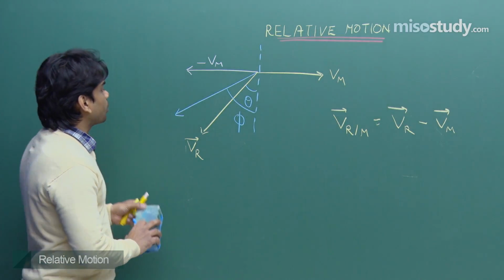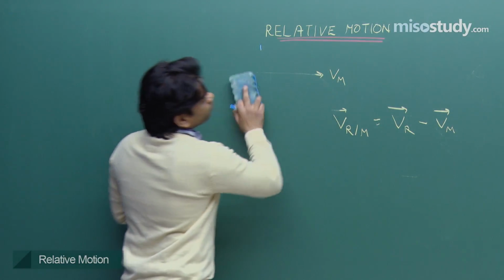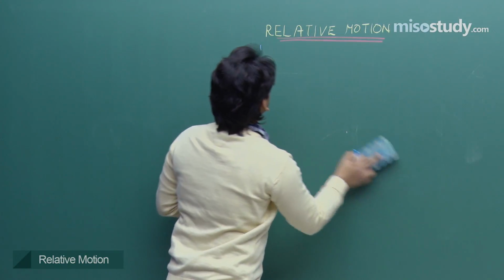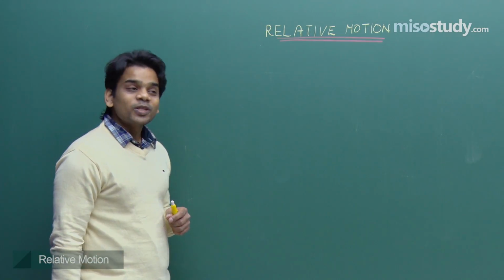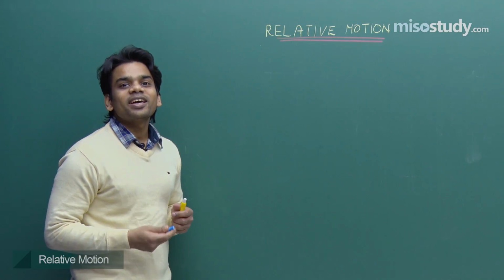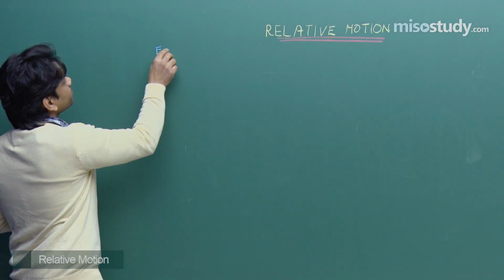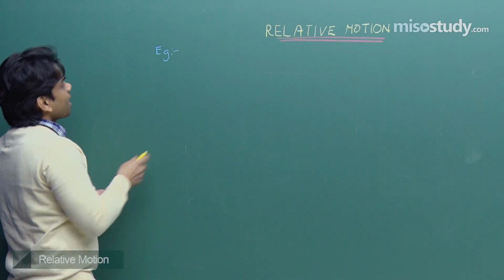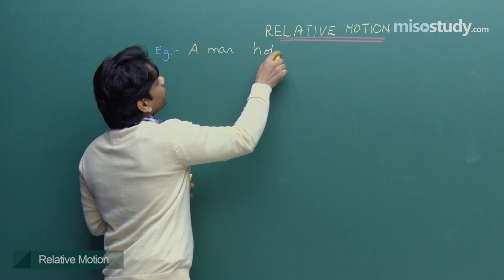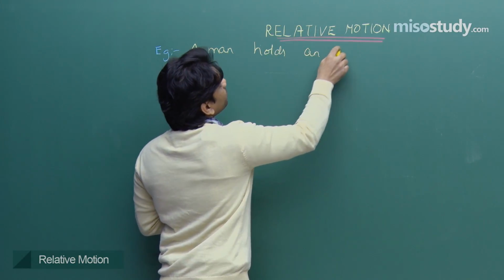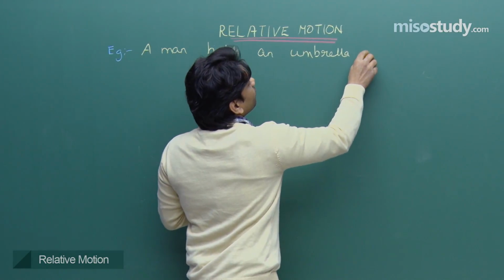Let's come to a problem which will simplify our understanding. Let us say it is given that a man has to hold an umbrella making an angle of 30 degrees with the vertical. So the first information given: a man holds an umbrella making an angle of 30 degrees with the vertical.